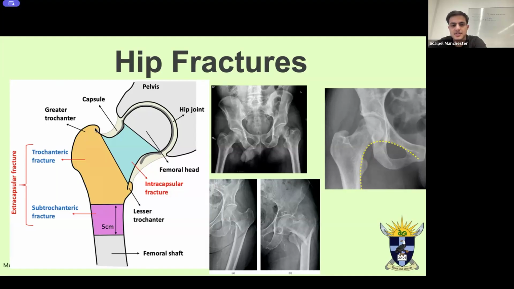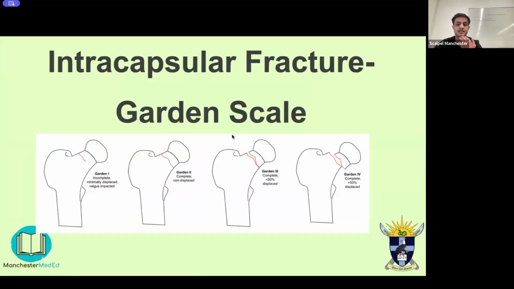Again, this is demonstrating the intertrochanteric line and the greater and lesser trochanter, which is quite important, especially if you're in an OSCE station and you're given a hip X-ray. You should be trying to differentiate between an extracapsular and intracapsular fracture, because that determines your management. If it's an intracapsular fracture, you need to consider the Garden scale.